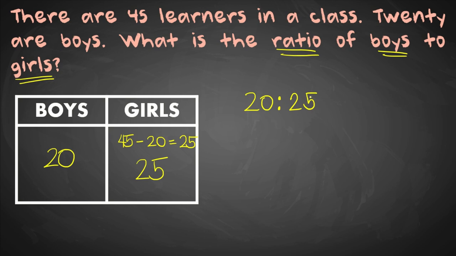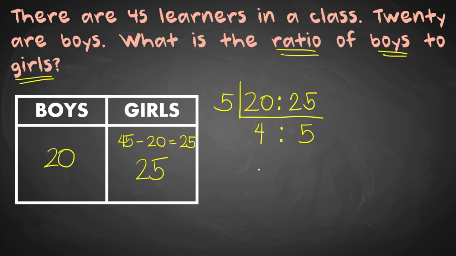Yung ratio, parang fraction, ay pwedeng i-reduce sa simplest form. So paano nire-reduce ang ratio sa simplest form? So gagamitan natin ng continuous division, and then ang kukunin natin ng GCF ng 20 and 25, which is 5. So 20 divided by 5 is 4. 25 divided by 5 is 5. Yung 4 and 5 ay wala ng common factor bukod sa 1. So meaning, ang lowest term or simplest term ay 4 is to 5.